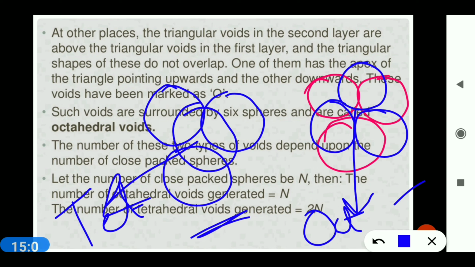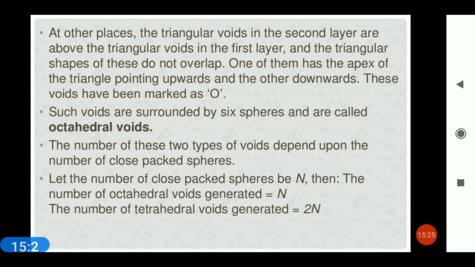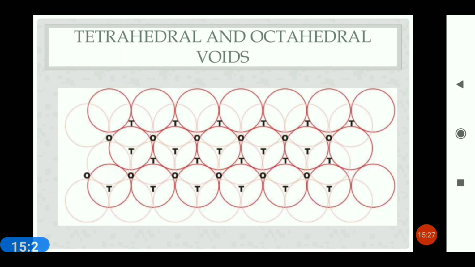For example, if the number of close packed spheres is n, then the tetrahedral voids will be 2n and the octahedral voids will be n. Means the octahedral voids will be equal to the number of close packed spheres. You can see at the end, tetrahedral and octahedral voids. Wherever T is there, it represents the tetrahedral void, and if O is there, you can see the background also, because when you see the background and upside circles, then only you can imagine the octahedral void.